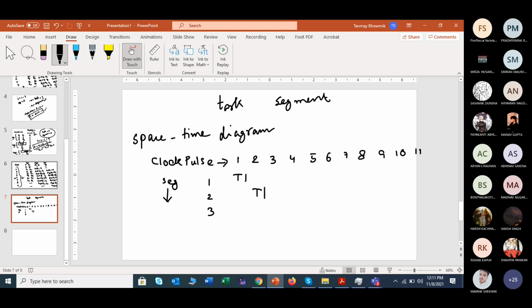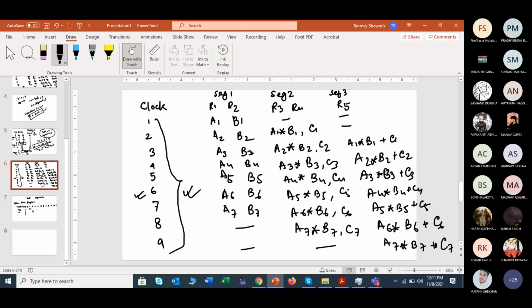So if I again go to the previous example, these A1, B1, A1 multiplied by B1, C1, and finally A1 into B1 plus C1, this whole is actually your first task.